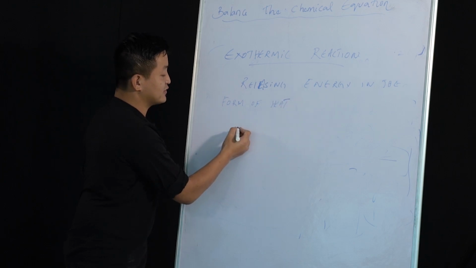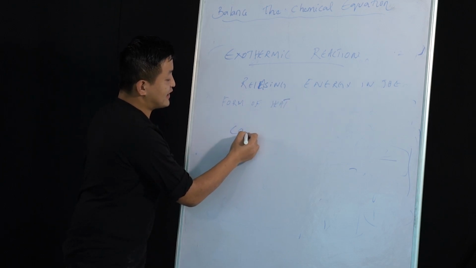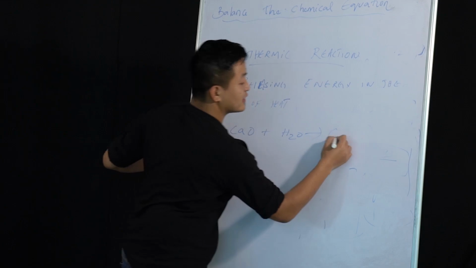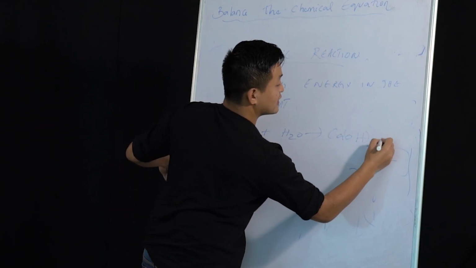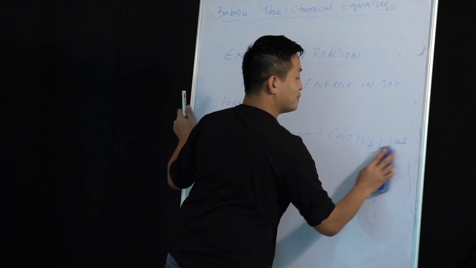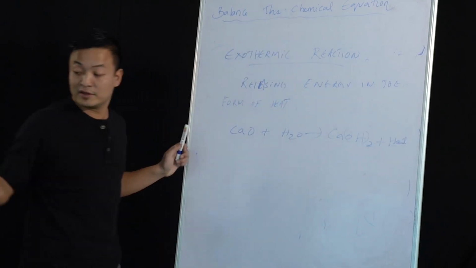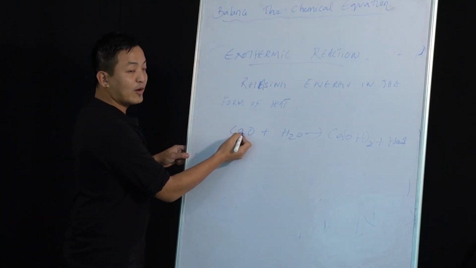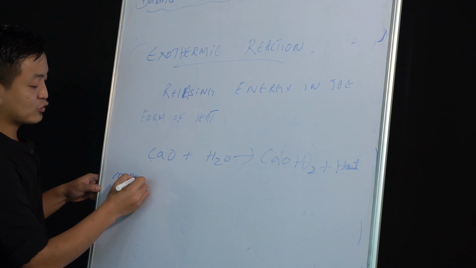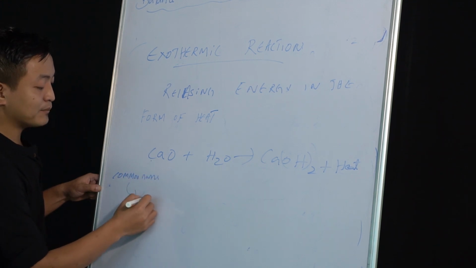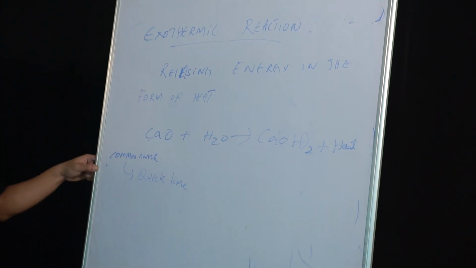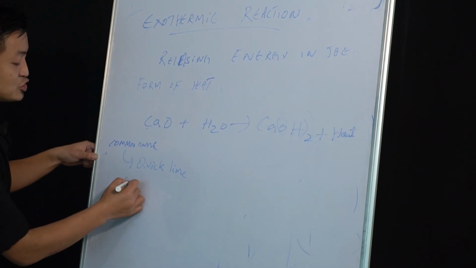I'll give you an example here: calcium oxide, CaO, plus water. You'll get calcium hydroxide and heat. Now you might be confused, but this is a very common example. Calcium oxide, CaO. The common name is quicklime, L-I-M-E, quicklime. And then the chemical name is calcium oxide.